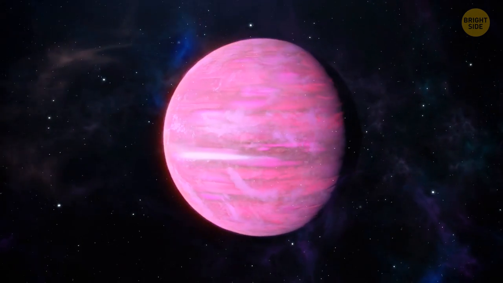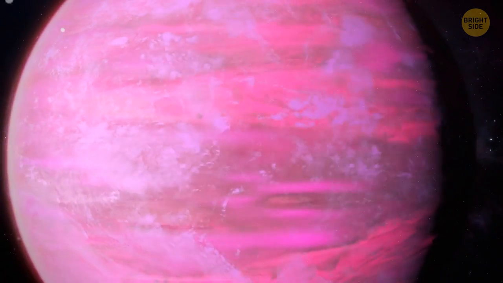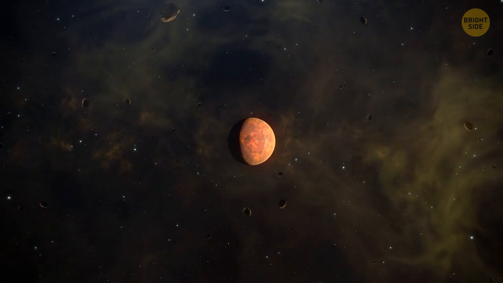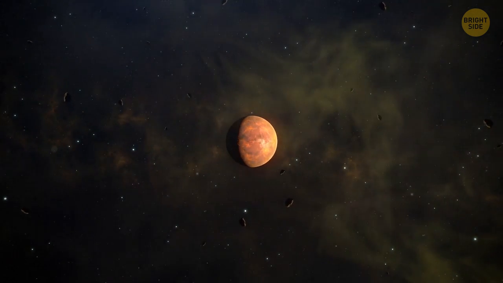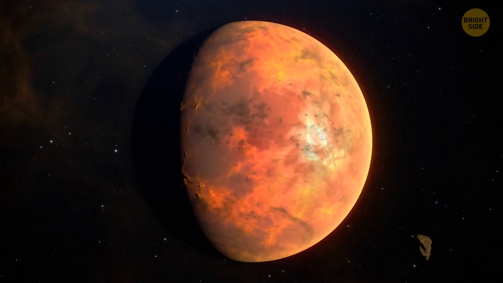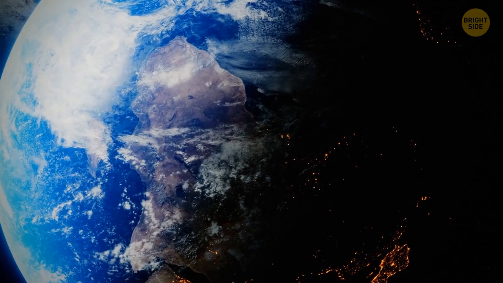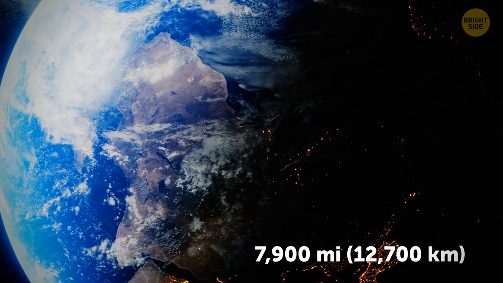You'll also notice the sky is hazy pink, with clouds made of droplets of frozen water, similar to ours. There's another exoplanet half as massive as Earth, which is one of the smallest planets we've ever found outside our solar system. It has a diameter of 5,600 miles. For comparison, Earth's diameter is 7,900 miles.